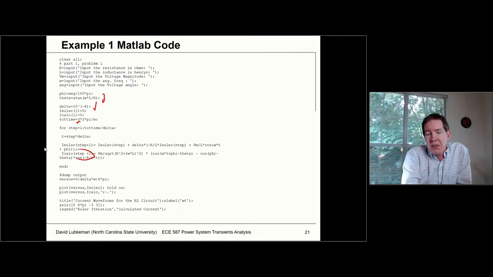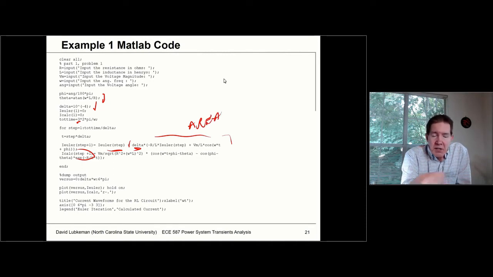Basically, the Euler approach says that the update for the current at the next time step is going to be the value at the previous time step plus the time step times the derivative of that current term, or this term: minus R over L times the current at the current step plus Vm over L times cosine of omega t plus phi. That's going to be the derivative term. This portion here is going to give me the area for the update.